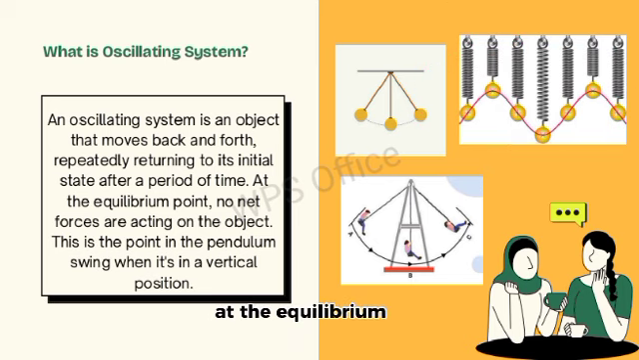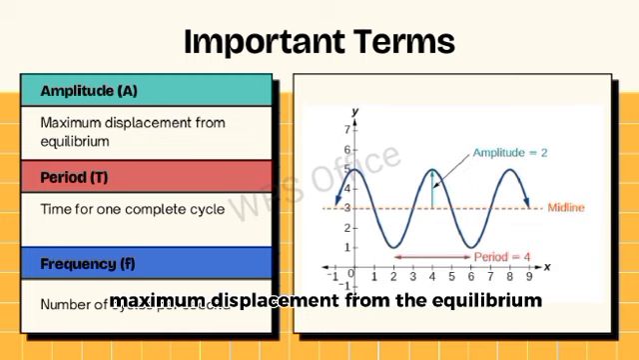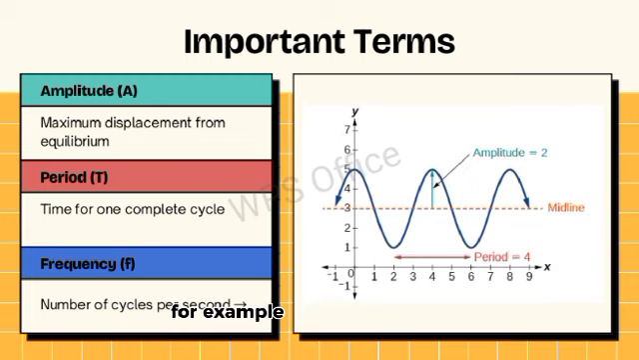At the equilibrium point, the object has no net force acting on it. This is where the pendulum is at its center position and moves fastest. Maximum displacement from the equilibrium position. For example, the farthest distance the pendulum swings from the center.